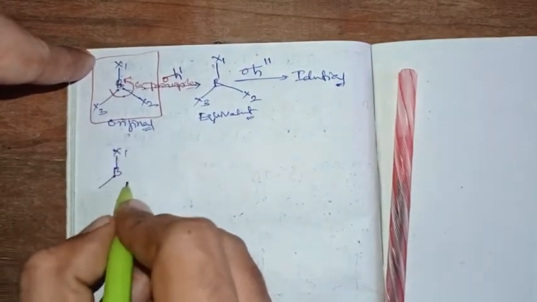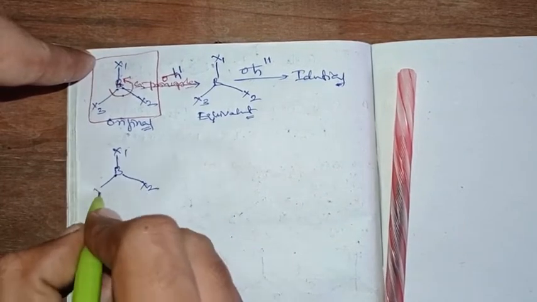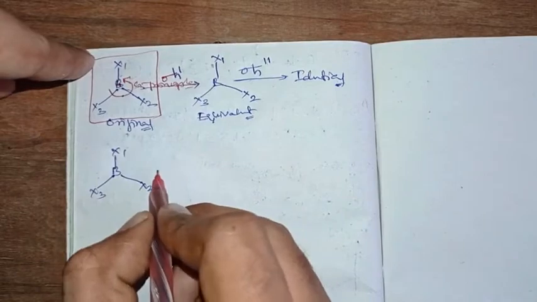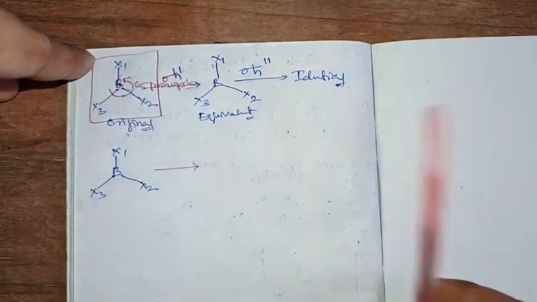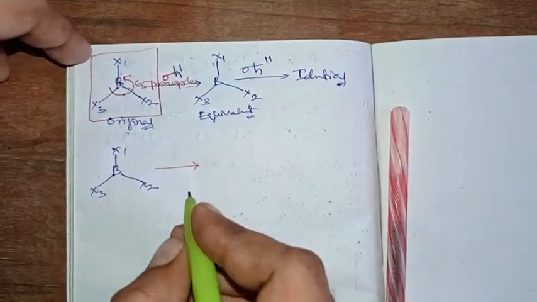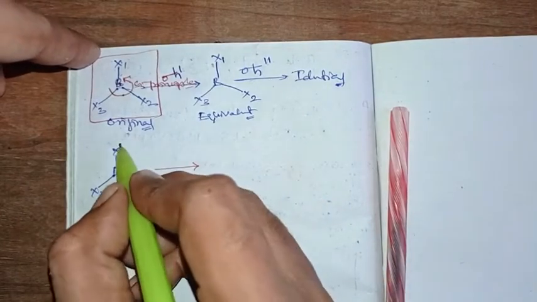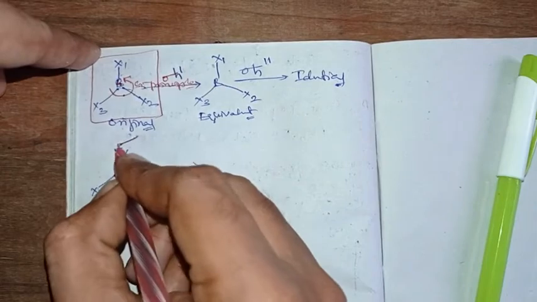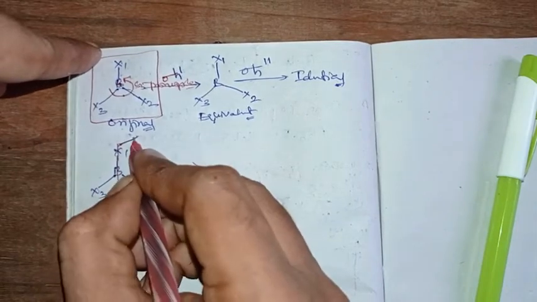If we look for more planes in the BX3 molecule, it has three more planes. I will give you one simple hint for one of the planes, and from there you can assign the other two.